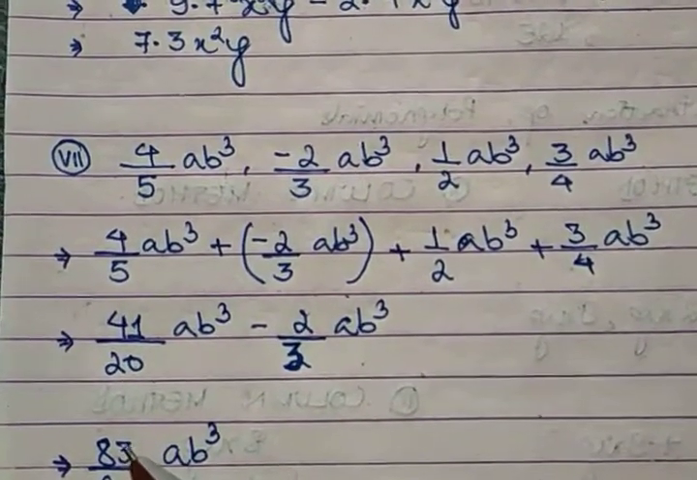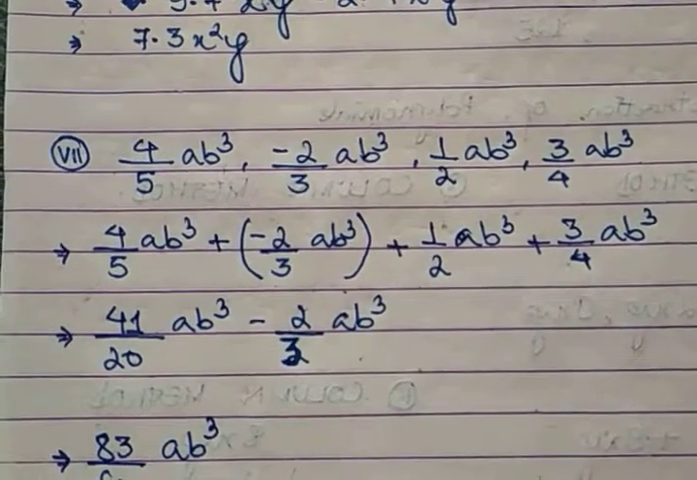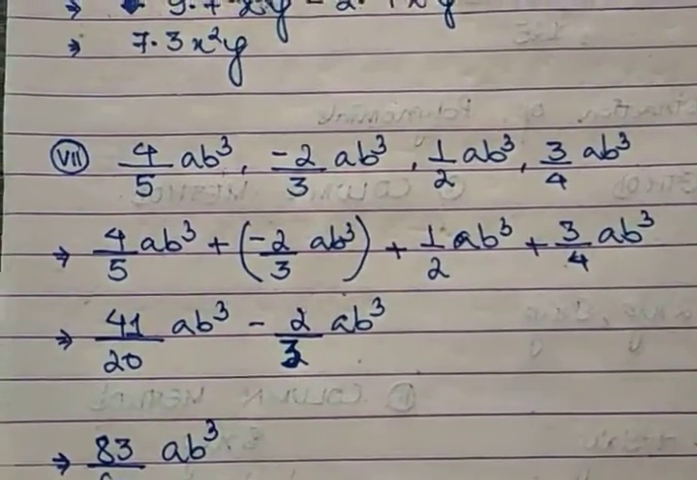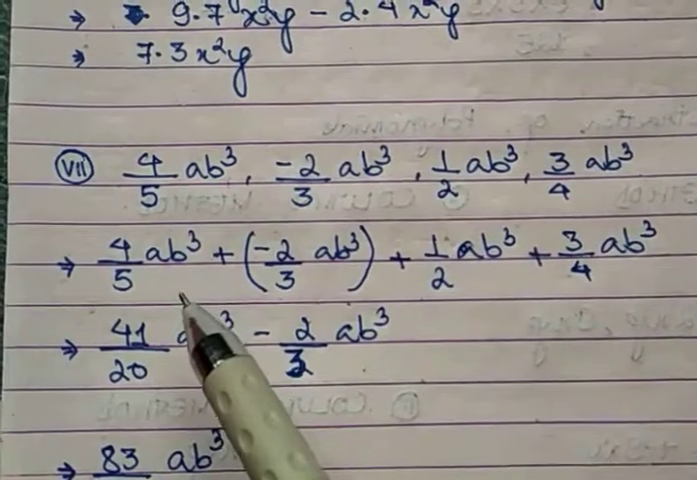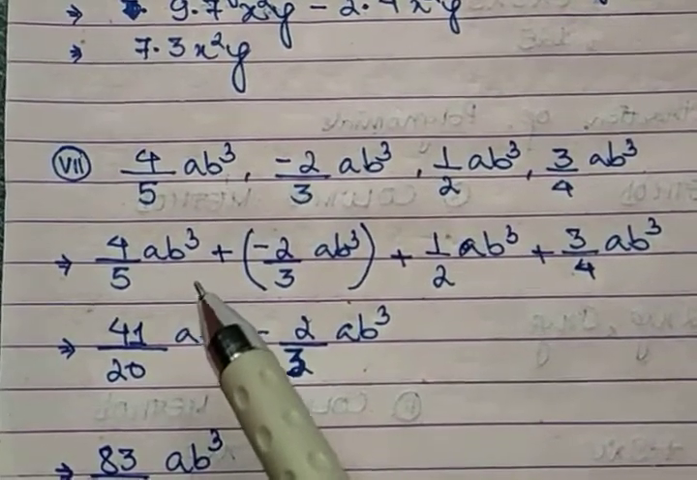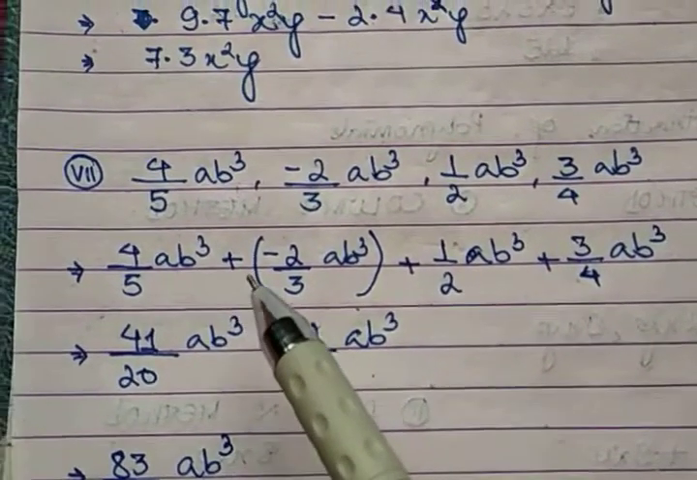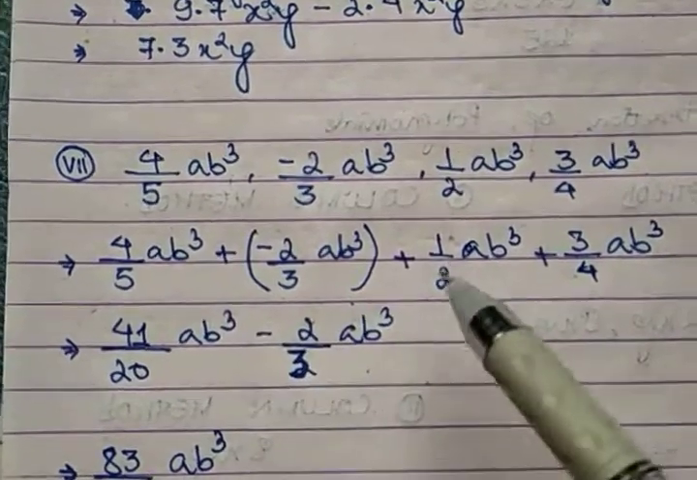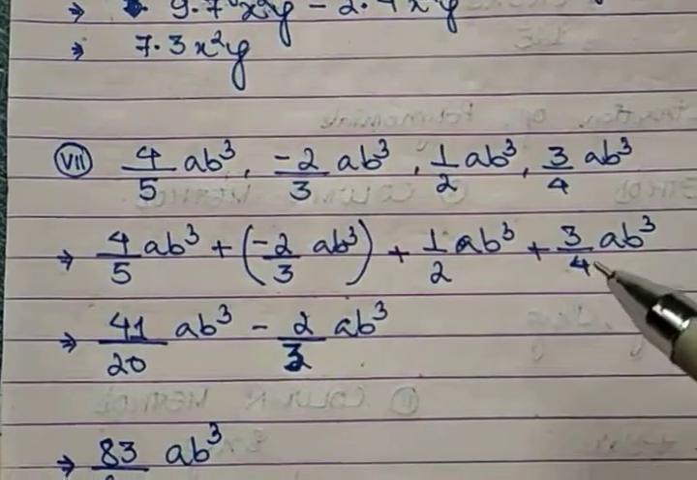So what do we get to know? All the 4 terms are like terms. That means they can be added or subtracted. After that, what I have done here is I have used the symbol of addition because the sum was under the addition topic. So first term plus second term plus third term and the fourth term.